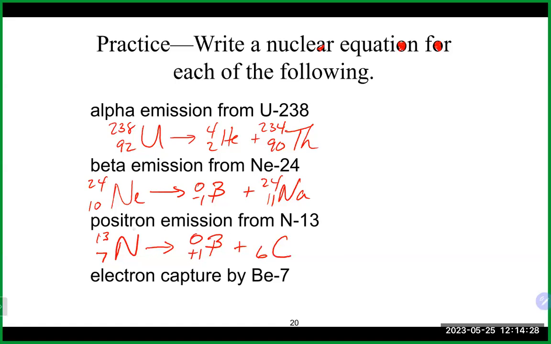And up on top, that's 13 on the left, 0 on the right. So 13 minus 0 is 13. Any questions on those so far there?